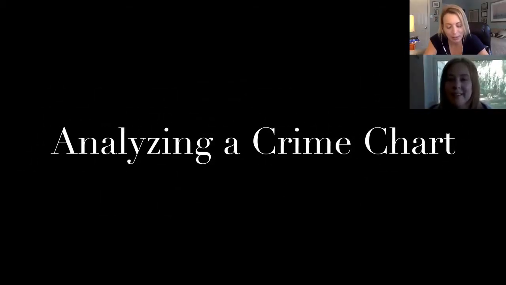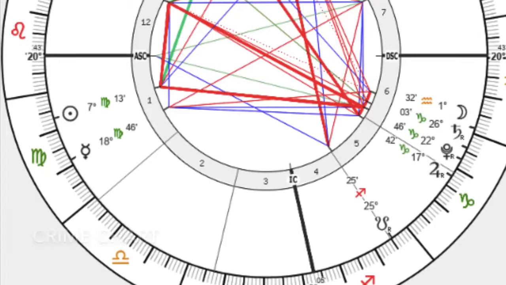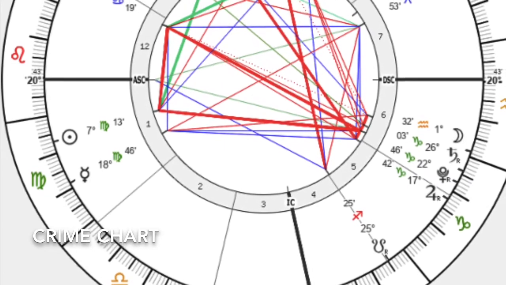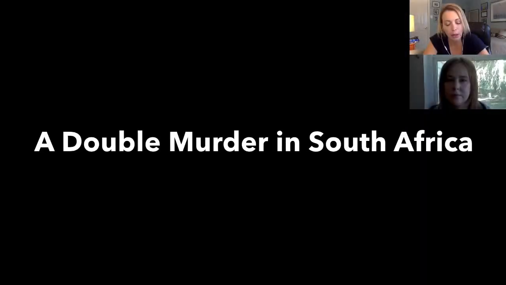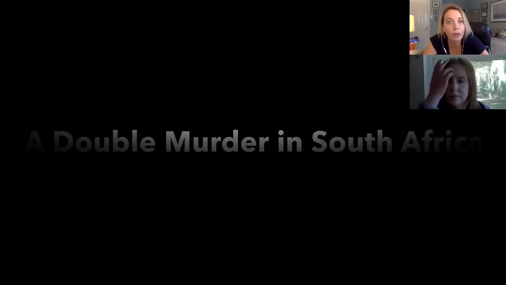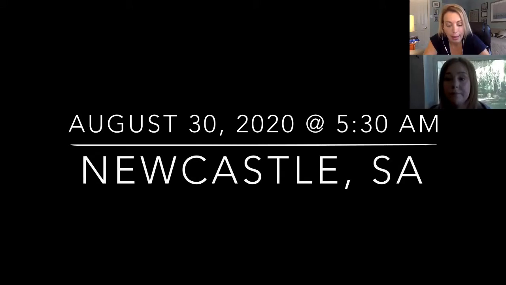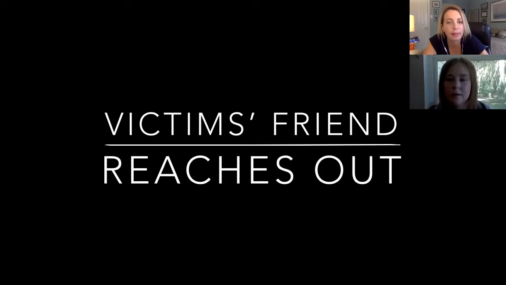Thanks for joining me. Many astrologers really want to see how forensic astrologers analyze a crime chart. So I thought maybe today we could talk about something that you're looking at, and I understand there's a crime that recently happened and that you were interested in and thought we'd give it a look. So how did you come across this crime chart?